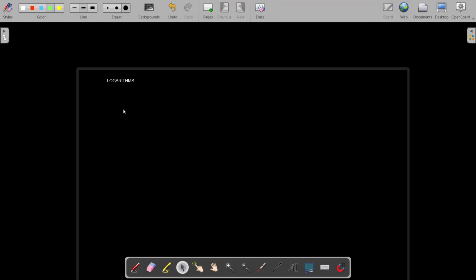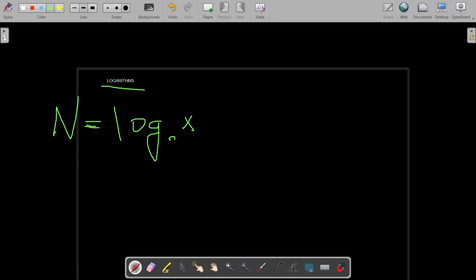Okay, I'm going to talk about logarithms here. So let's just begin with it. A logarithm is denoted by log. Let's write a number n. Basically, a logarithm is also a number, but it is a function. We write a logarithm as log x base a.